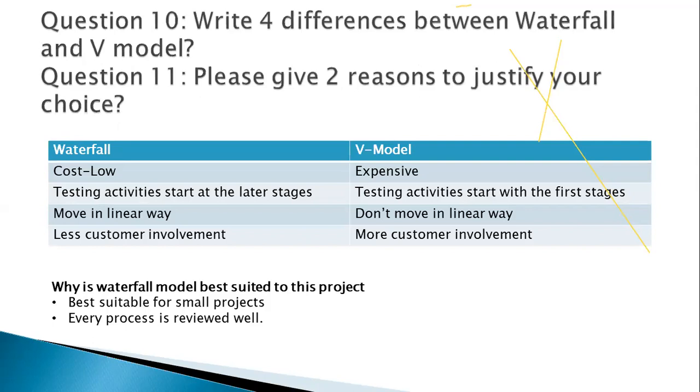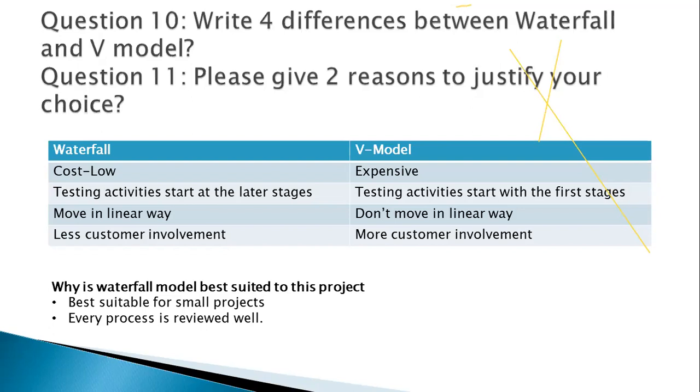In waterfall, testing activities start at the later stages. I'm sure we all know that. With the V model, they start in the first stage only, right? We do this testing in parallel with the development. Waterfall moves in a linear, one after the other way, and the V model does not move in a linear way because it moves in a V shape. And in waterfall, we have very little customer involvement because the customer is not involved till the last stage of the project.